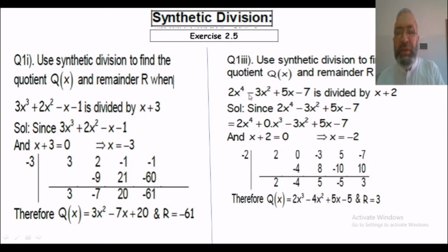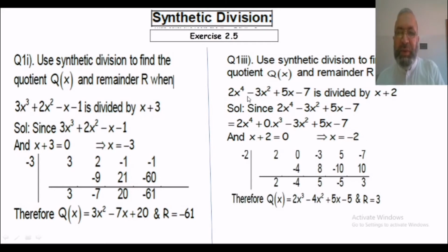So the equation is in degree 4: 2x⁴ − 3x² + 5x − 7 is divisible by x + 2. So for x + 2, first of all, we find the value of x. x + 2 is equal to 0, that means x is equal to −2. So we will divide it by −2.